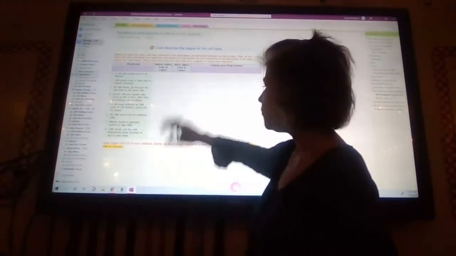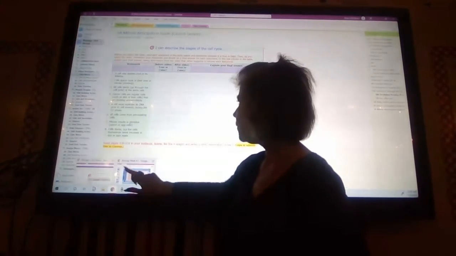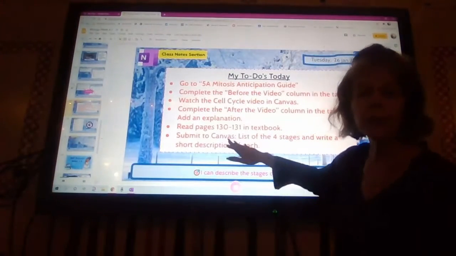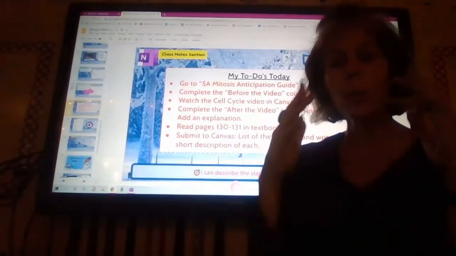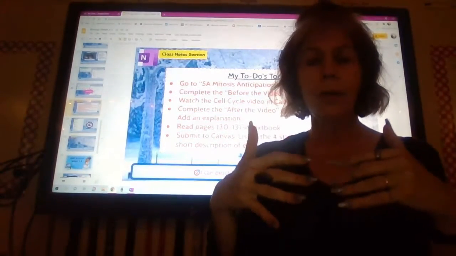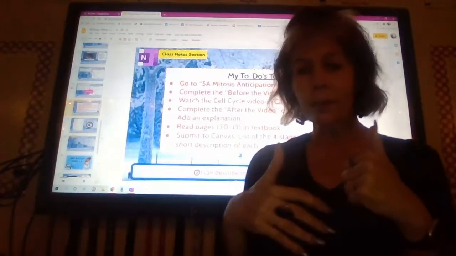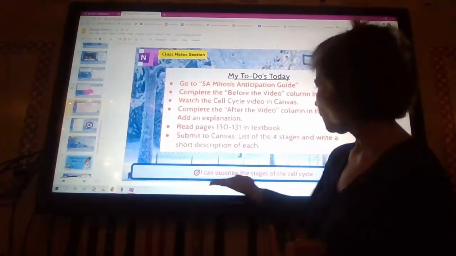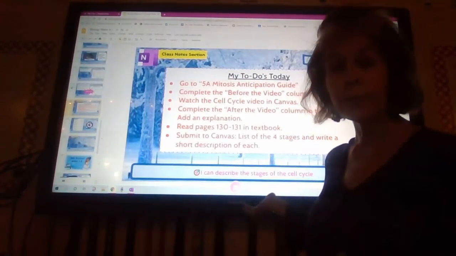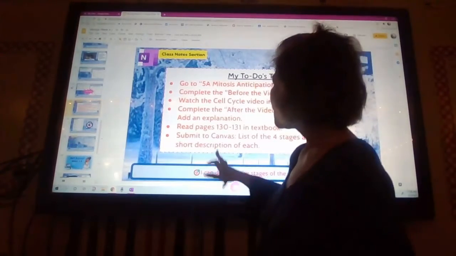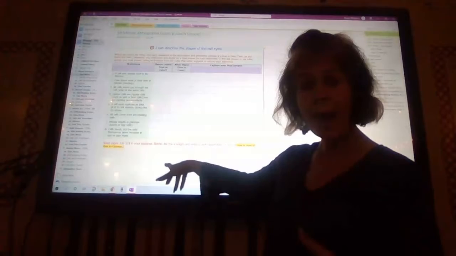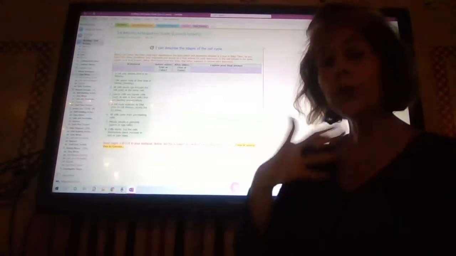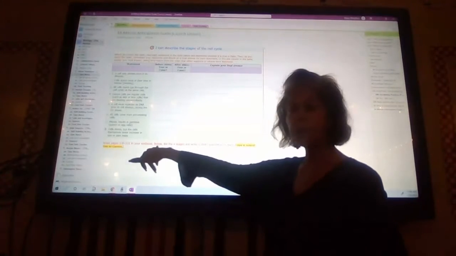Then, so you filled out the table, you watched the video, then you're going to read pages 130 to 131 in the textbook. And that's where they break down the stages of the cell cycle. Because what's our target today? Describing the stages of the cell cycle. Okay, so you're going to read your book. It's also in your OneNote, so you have them because that's our target. So you want it in your notebook so you can refer back to it. And it has the pages here.